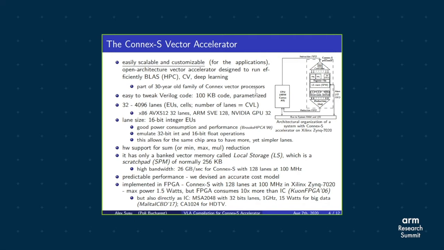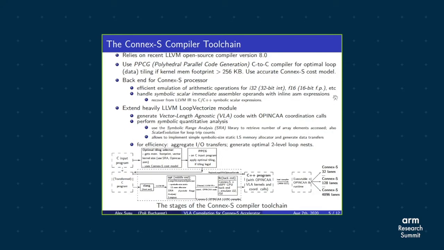Each lane of the processor contains a 16-bit integer ALU, which is good for power consumption, but we need to emulate the unsupported types. Connex-S has a predictable performance because it has no caches, no speculative execution, and has a separate scratchpad banked vector memory of only 256 kilobytes. This is why we can devise an accurate cost model for the processor. We currently work with a processor synthesized in an FPGA.